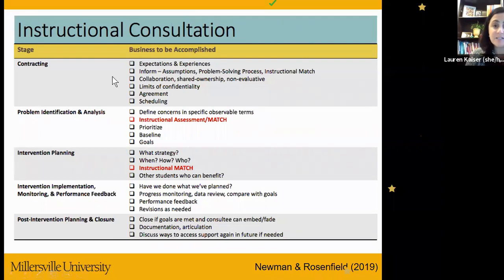But in IC, it's a specific part of the process where before you even start talking about the student, you talk about the steps you're going to go through together. And you talk about how this process is really going to be maybe a little different than other problem solving that's been done before, because we're going to take an approach that thinks about instructional match from the outset and thinks about instructional variables, and letting the teacher know that that's okay.